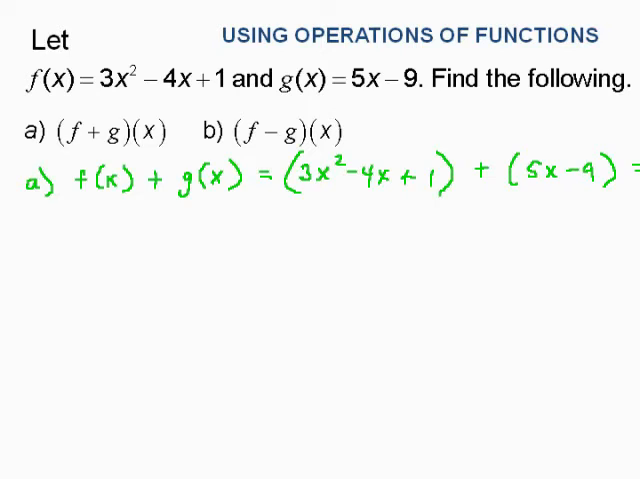And we're going to end up with 3x squared. Let's underline the x values here. A minus 4x plus 5x would be a plus 1x. And then I just like to use colors here when I'm collecting like terms. And then 1 minus 9 would give us a minus 8. So in this case, we added polynomials. We said, what's f of x plus g of x? No number substituted in there, and we got a polynomial value.